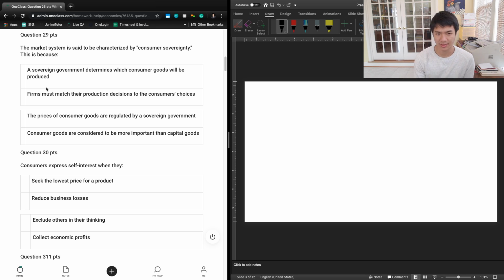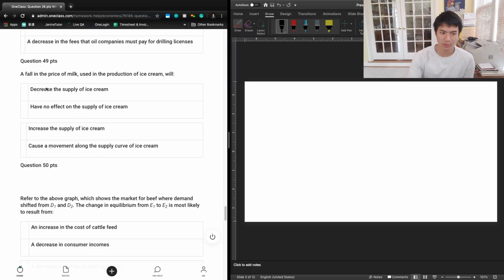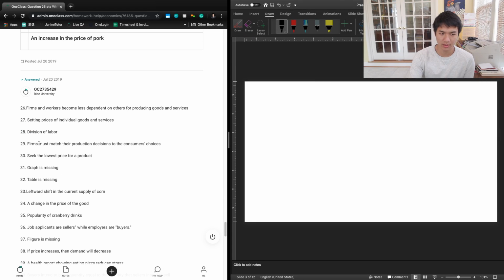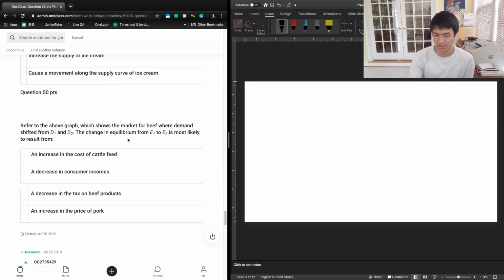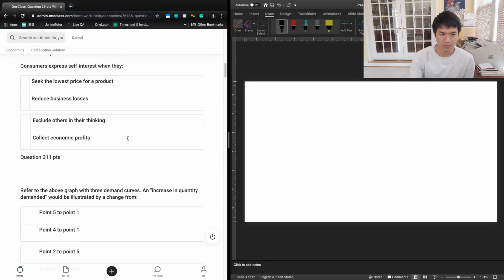The market system is said to be characterized by consumer sovereignty because firms must match their production decisions to consumers' choices. And we can take a look at the previous tutor's answer as well, and they said, number 29, firms must match their production decisions to consumers' choices. Great. So let's move on to the next question.